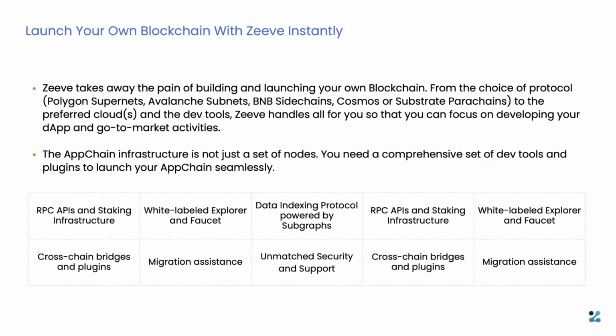So launching your app chain, launching your blockchain does not involve just deploying nodes, because when you're launching your own blockchain, you require your own explorer, your own testnet faucets, cross-chain plugins, your own validator infrastructure, your own data indexing protocol, so that your smart contract data can be queried or analytical dashboards can be built on top of them. So you require different components to launch a custom blockchain. And the way we have designed the whole app chain infrastructure as a service makes it so simple, so easy, that you can focus on building your dApp, getting more users, building your community, rather than worrying about the underlying infrastructure.